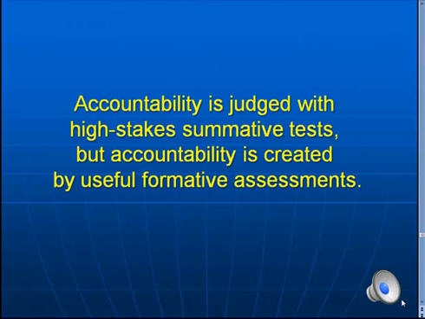One way that we can think about the potential power of formative assessment is that while accountability is judged with high-stakes summative tests, the accountability is created by our use of formative assessments.